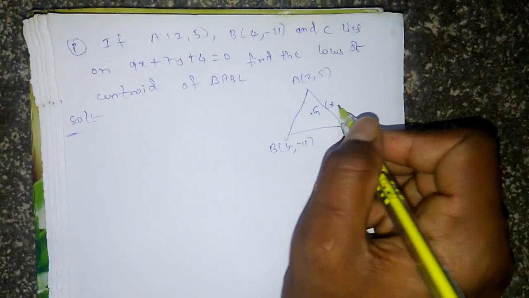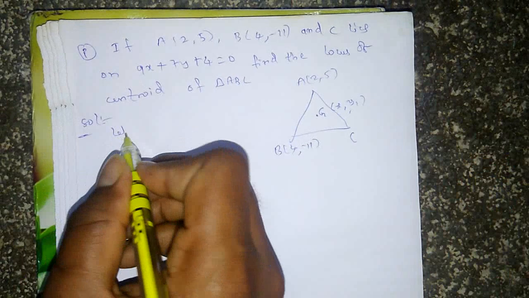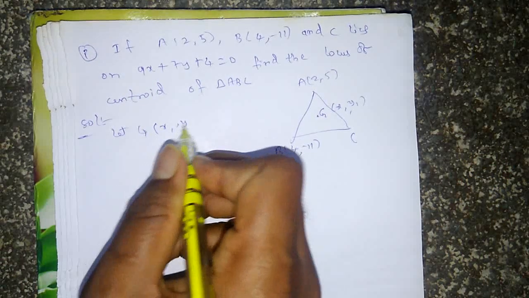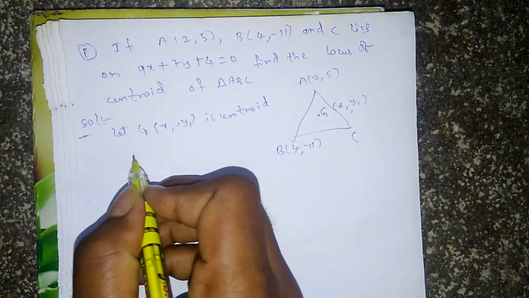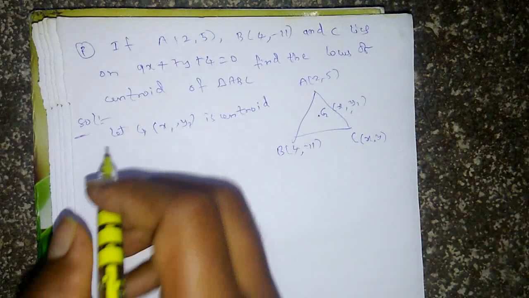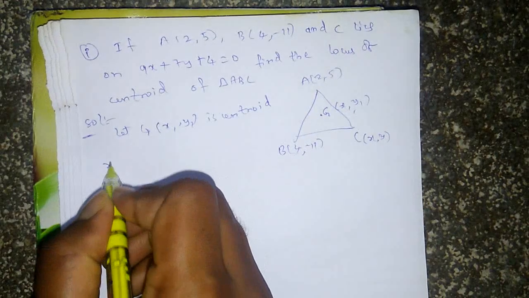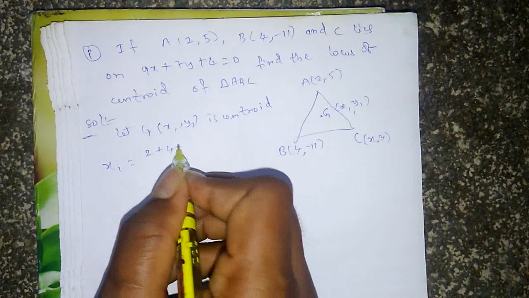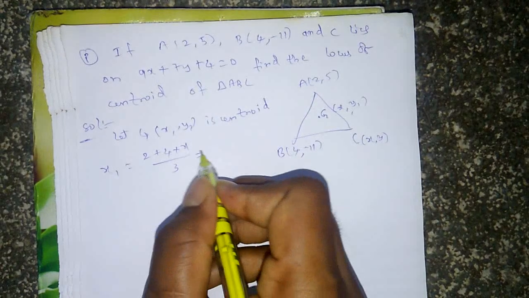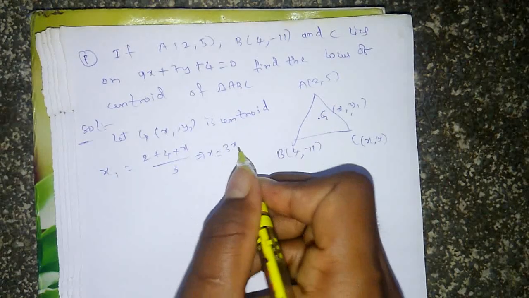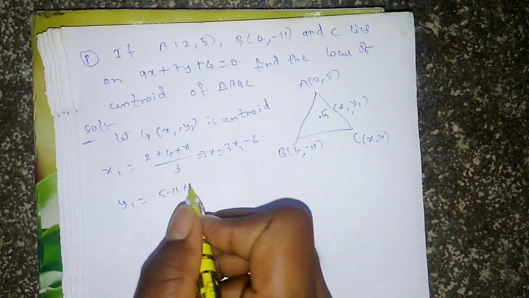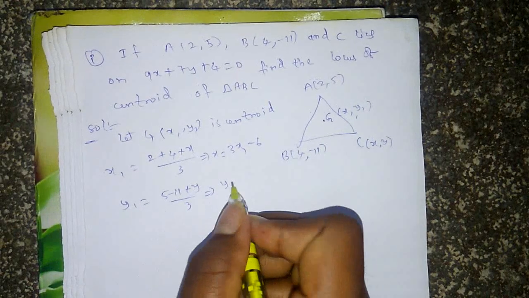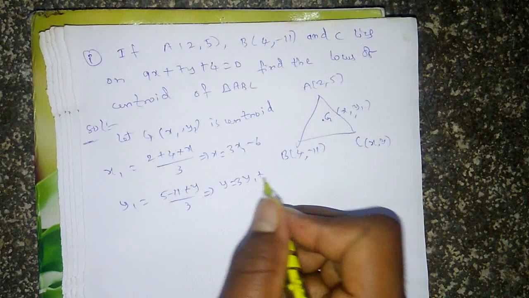Let G(x1, y1) be the centroid. Here let C be (x, y). Now the centroid formula is x1 = (2 + 4 + x)/3, which implies x = 3x1 - 6. Similarly, y1 = (5 - 11 + y)/3, which implies y = 3y1 + 6.